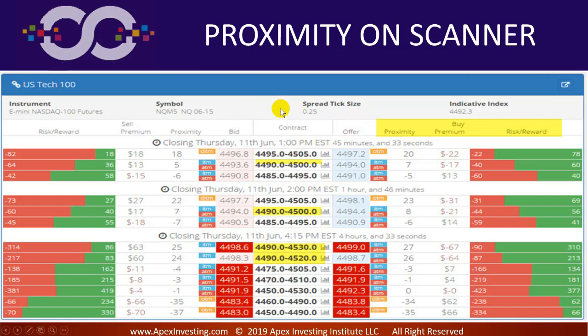Also, the spread tick size, actually, the underlying tick size is currently 0.1. We're hoping they're going to update that to 0.25. It's currently 0.1, and the underlying tick size is 0.25. And if you just click on that, it'll actually give you that update.